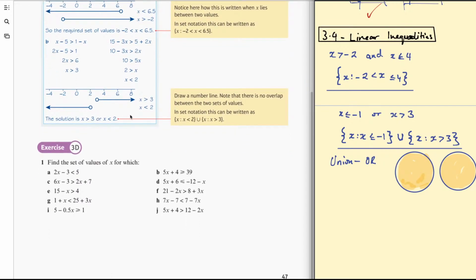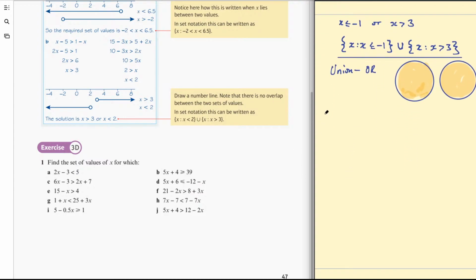Okie dokie. Well, let's just do a couple of these inequalities, just to give an idea. So if you've got 2x take 3 less than 5, pretend like it's an equation, so add that 3 onto the right hand side. We want to get that x by itself, divide by 2, we get x less than 4.